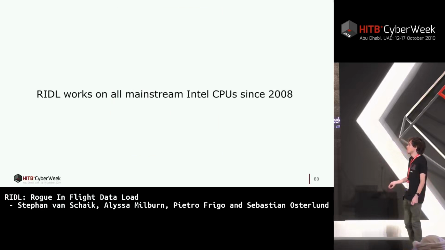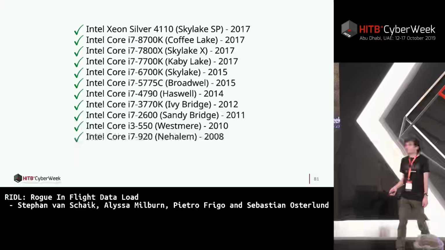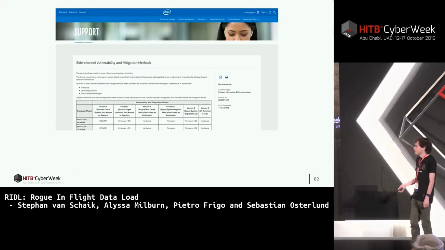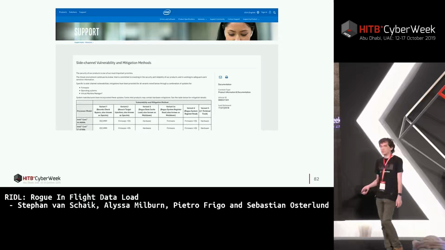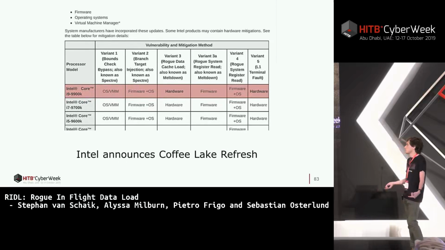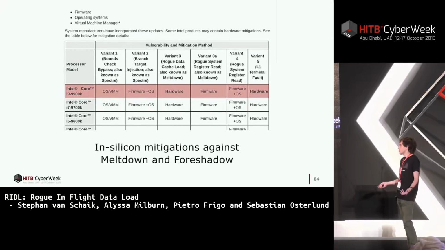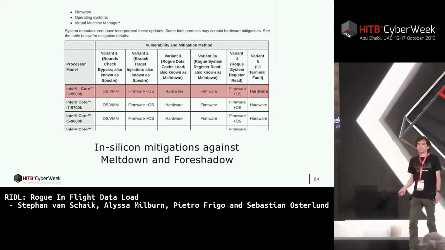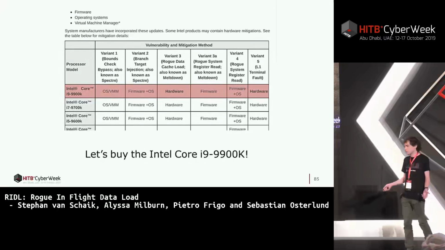And what we found is that RIDL works on all the mainstream Intel CPUs since 2008. So here's a list of the CPUs we actually tested. This was in September when we found RIDL. At some point, Intel started announcing a new generation, the 9th generation of Intel CPUs, called Coffee Lake Refresh. What they promised is that this generation has in-silicon mitigation against Meltdown and Foreshadow, which means you don't need the software-based mitigations anymore. Sounds very interesting to us.